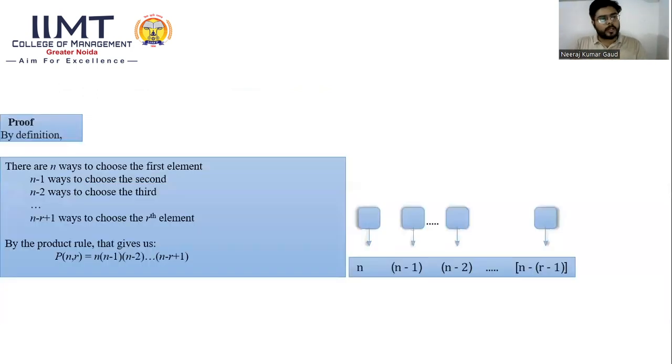Proof. By definition, there are n ways to choose the first element, n−1 ways to choose the second element, and so on. That is, n−r+1 ways to choose the rth element. So the product rule gives us P(n,r) as n × (n−1) × (n−2) and so on, up to (n−r+1).